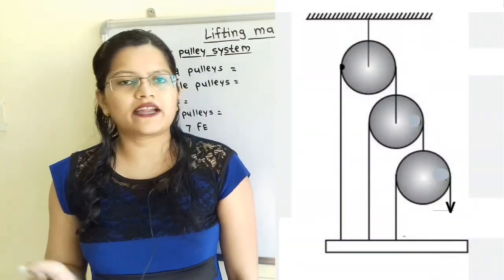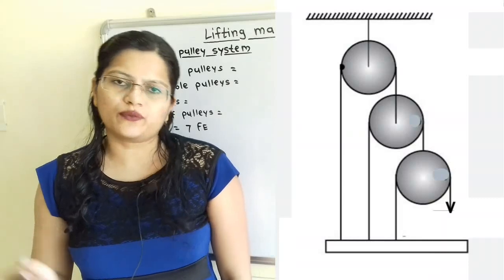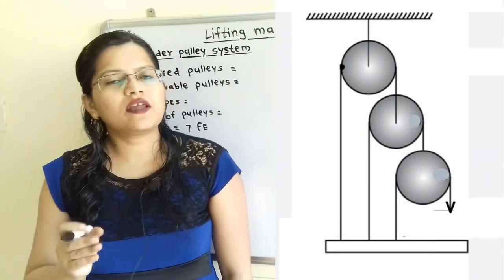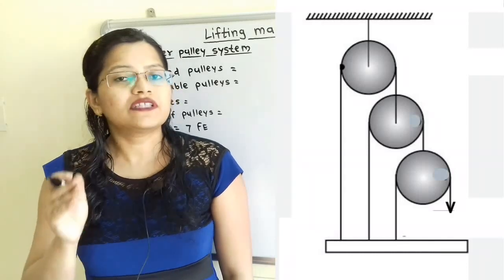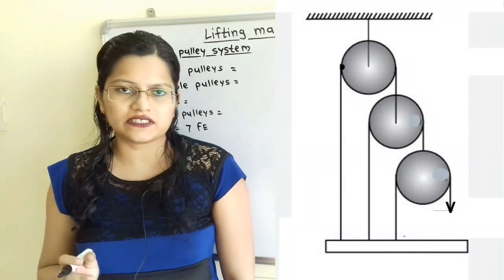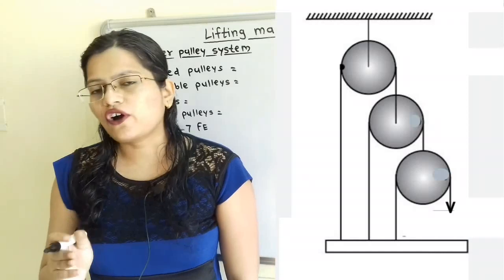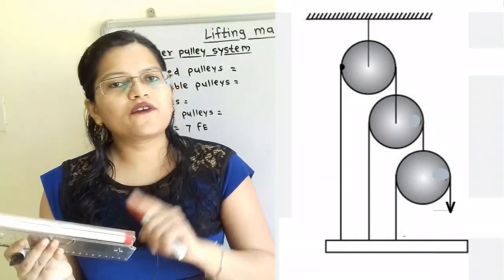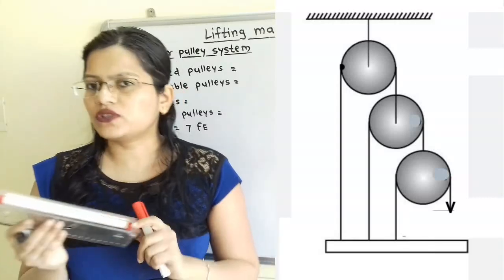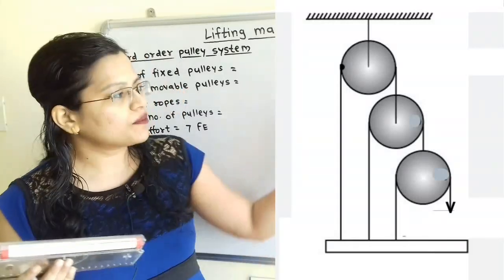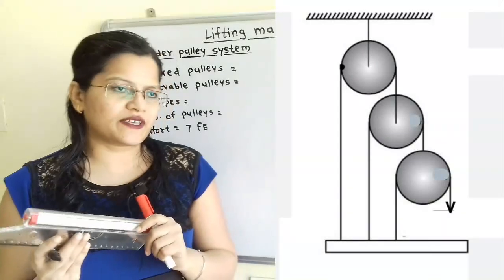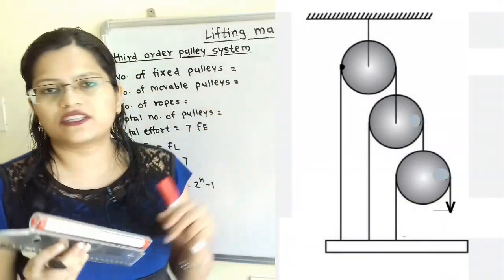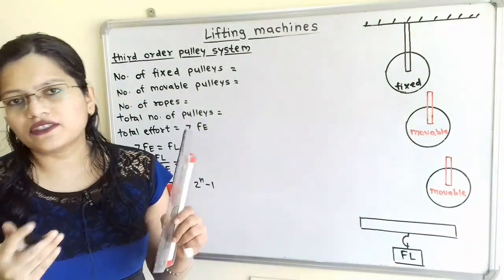Let us understand the arrangement of third order pulley system. In this arrangement, total number of pulleys is equal to the number of ropes used in the system. If we observe the diagram, there are 3 pulleys. So number of ropes used is equal to 3. Now out of these 3 pulleys, one pulley is fixed pulley which is connected to the fixed support at the top. We will give numbers to the pulley.